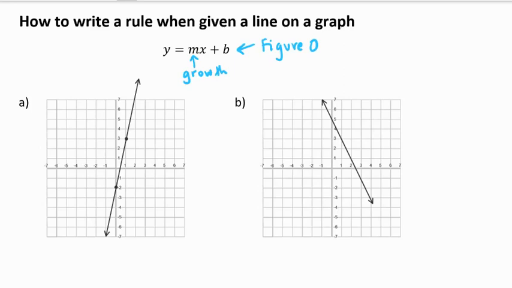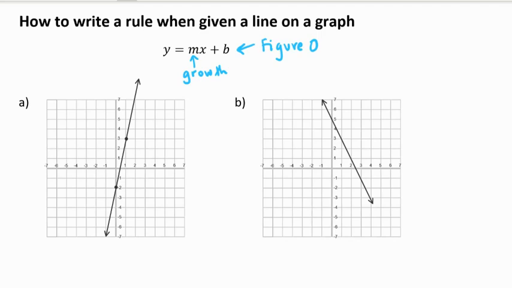In this video, we are reviewing how to write a rule when given a line on a graph. So remember that whenever you're writing a rule for a line, the equation we use is y equals mx plus b. And remember that m represents the growth, and then b represents figure 0, or the y-intercept.